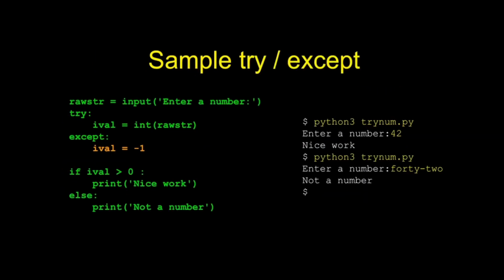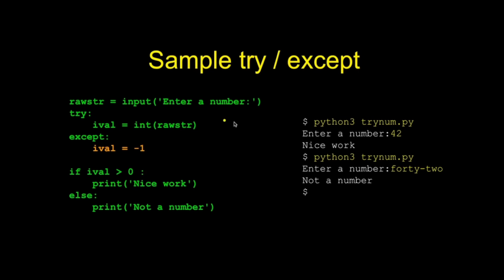So this is an example that's a more common real-world example where the user is going to type some data. And it's users that get us in trouble. So our program starts by asking the user to enter a number, and we know that this could be dangerous. So we're going to put the conversion from string to integer in a try block, and we're going to set -1 if that's a failure. And then if it's greater than 0, we'll say nice work, and if it's less than 0, well, not a number.